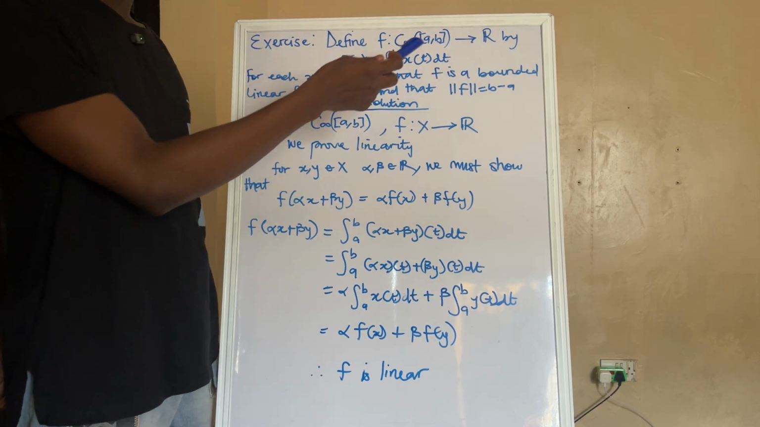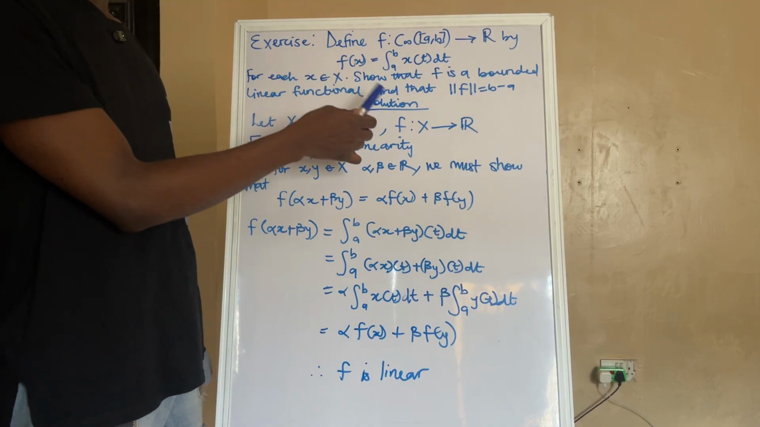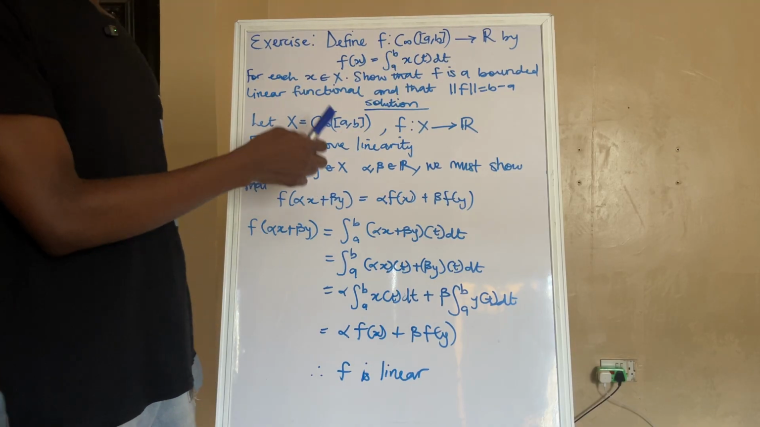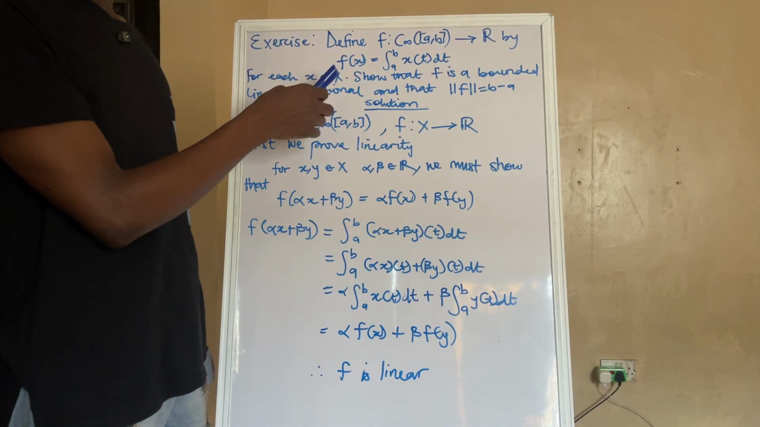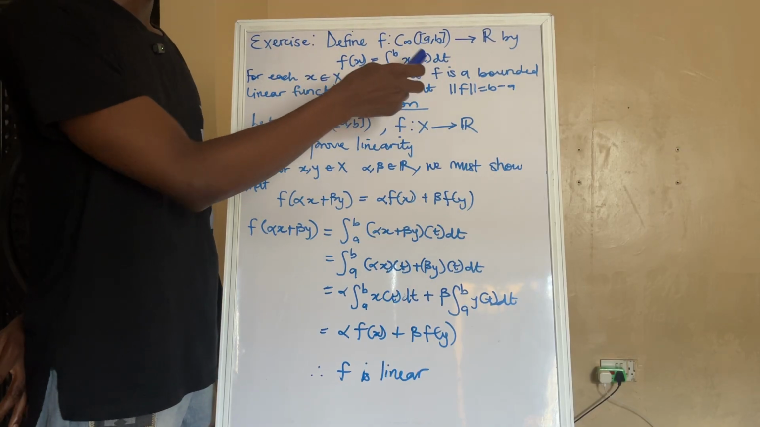So from this question, they've given us this functional. We know that f is a functional because it's going from a space to a field, right? And they've given us the interval that it is on. They've given us a lot of information in this question. They've also defined what f is to us.